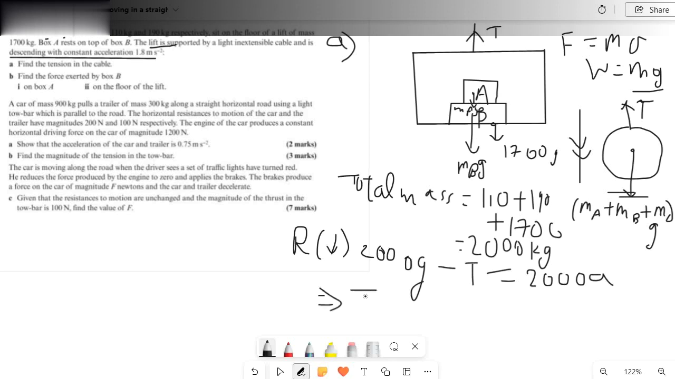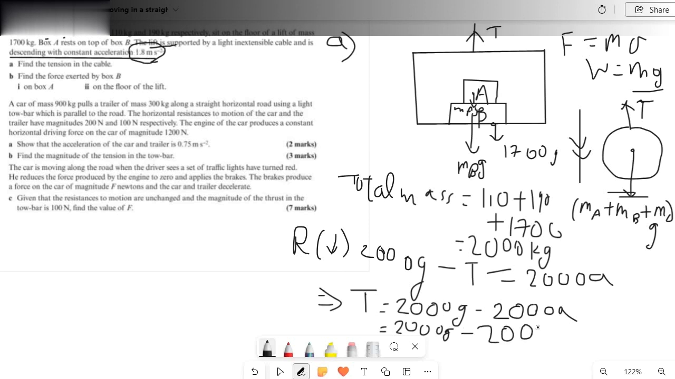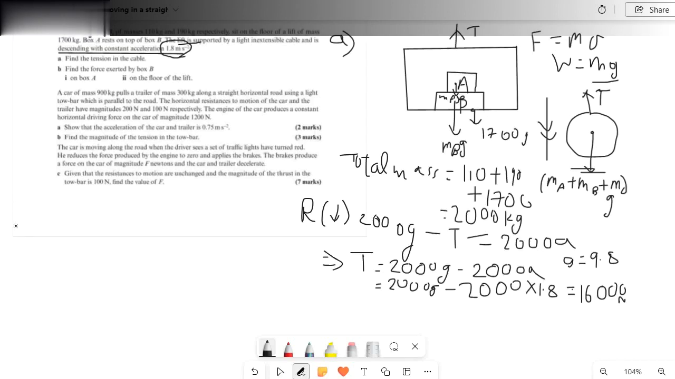Now making T the subject, we have 2000 g minus 2000 a, because we know that the acceleration downwards is 1.8, so we have minus 2000 multiplied with 1.8, and using g equals 9.8, our value of tension will be 16,000 newtons.